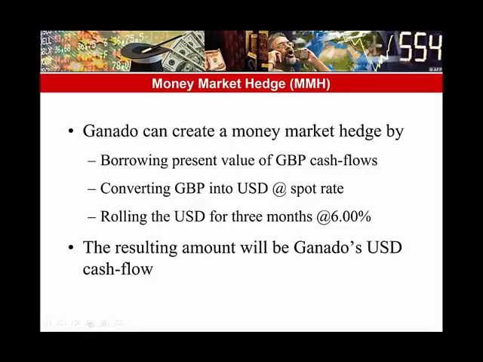The alternative for Ganado is to use what we call a money market hedge. As I described in this case, we will borrow the present value of the British pounds that we expect to receive in 3 months. Then we will convert it into US dollars at the spot rate and then roll these US dollars that we purchased for 3 months at the rate of 6%, because this is the interest that we earn when we invest our US dollars. So the resulting amount should be Ganado's US dollar cash flows.